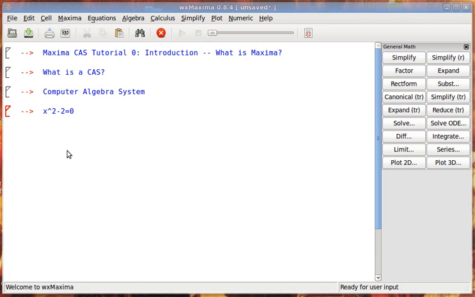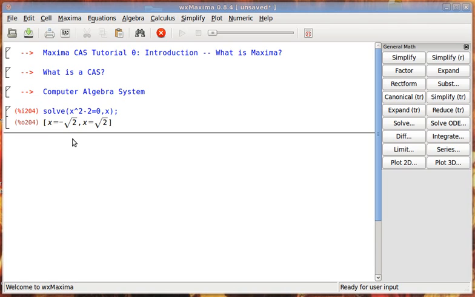So let's go ahead and solve this. This will be your first Maxima command. So it solves it, and it says it's equal to negative square root of 2 or square root of 2. See, if I were to do this on a TI-83 or 84, it would just say 1.41 something like that. But this one, since it's a CAS, it actually gives us an exact solution.